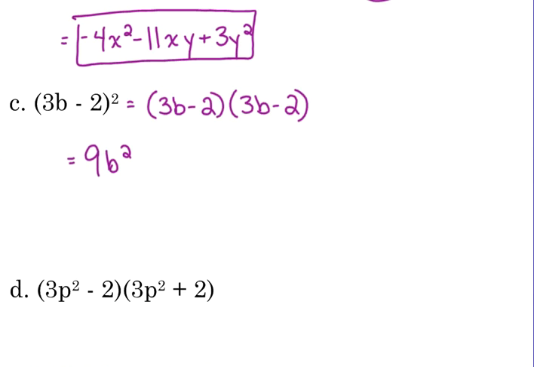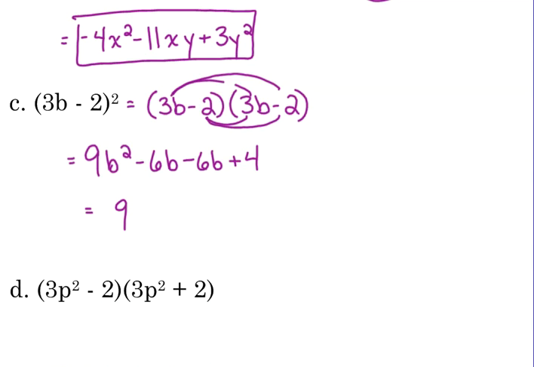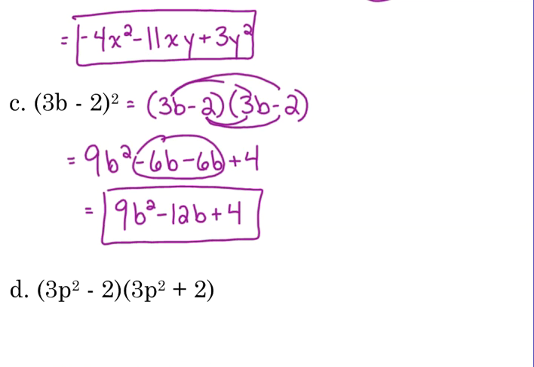FOIL it out. 3b times 3b is 9b squared. 3b times negative 2 is negative 6b. Negative 2 times 3b is negative 6b. Negative 2 times negative 2 is positive 4. Be careful with those signs. They can be tricky. And then we've got negative 6b and negative 6b combined to give us negative 12b plus 4. And that's our final answer.